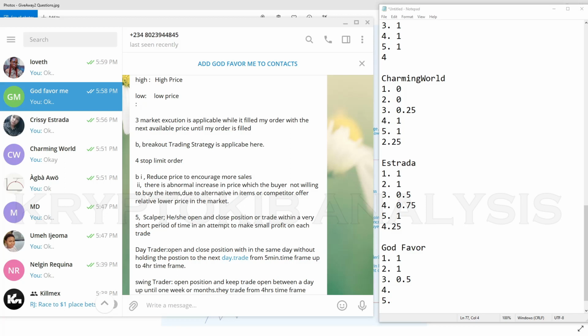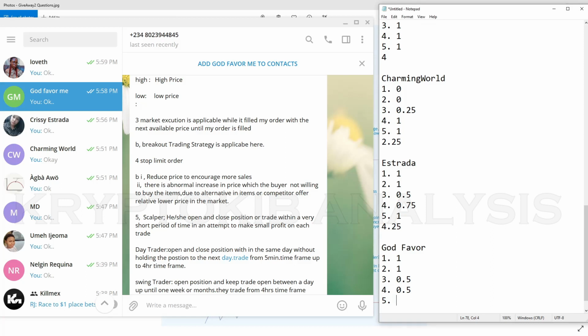Then the second one, reduce price to encourage more sales. That's correct. There is an abnormal increase in prices, which the buyer is not willing to pay due to alternative items or competitive offers at relatively lower prices. There is an abnormal increase in price. Okay, that abnormal increase in price alone is just, let me say, or what do you think? That's 0.5 for AB.